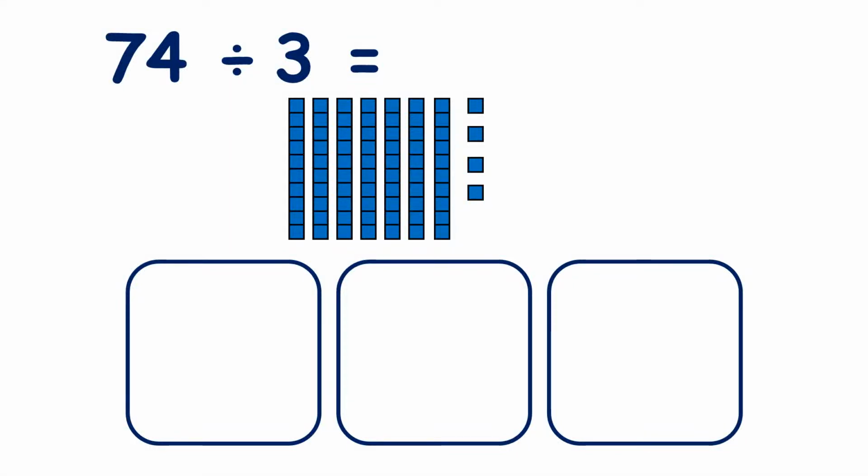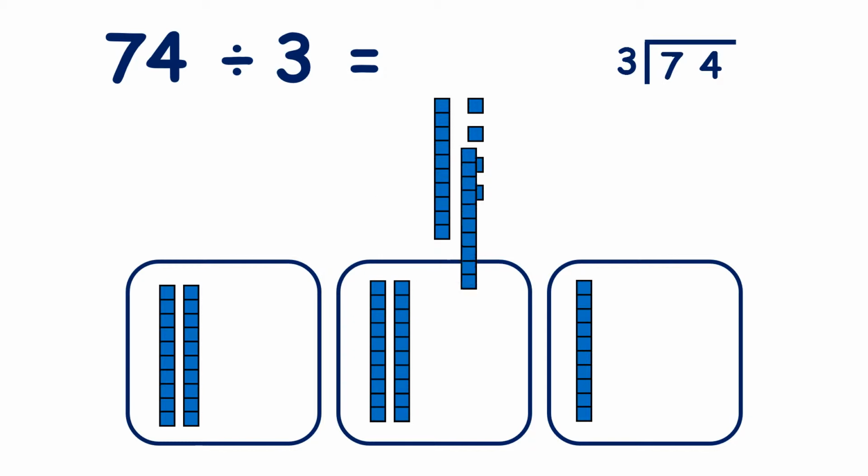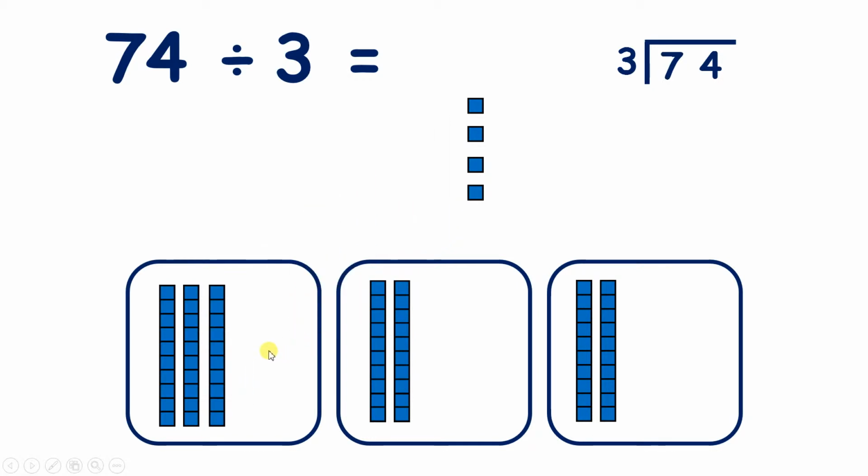Now let's solve 74 divided by 3 using short division. So we start by dividing our 7 tens by 3. If we share out our 7 tens, we now have 2 tens in each group, and we can't share out our 7th ten because with division we need to share equally. So 7 divided by 3 is 2 remainder 1.